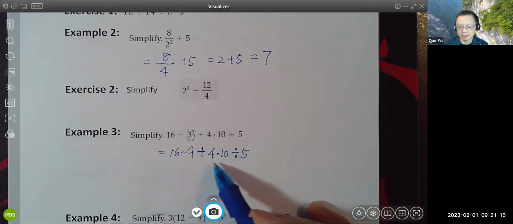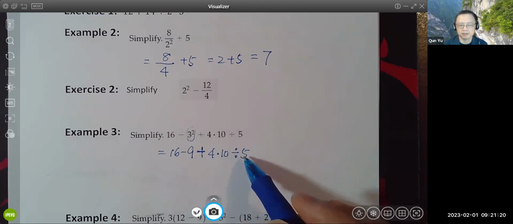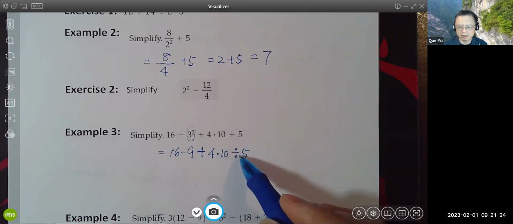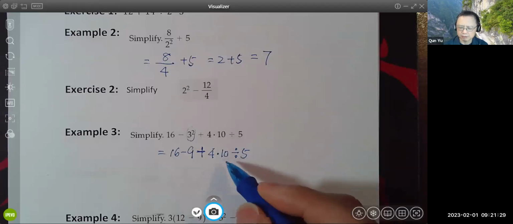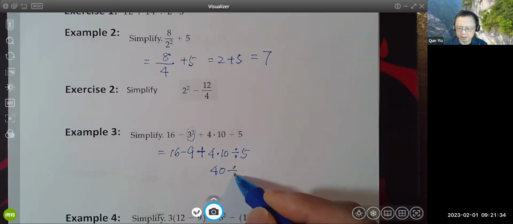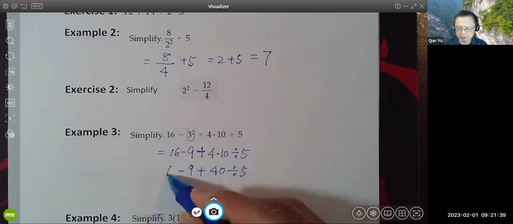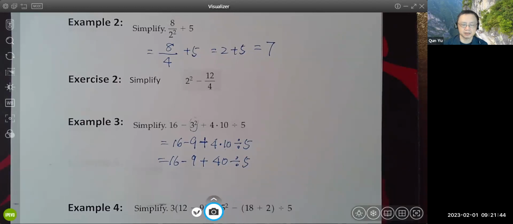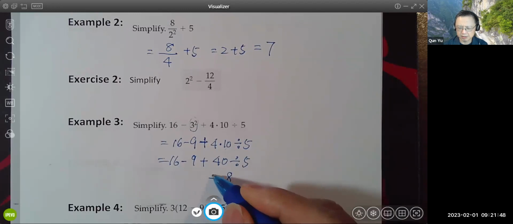Now take a look at it again. Among all of these operations, we want to do multiplication next, because between multiplication and division, there's no priority of one over the other. We just do it from left to right. So 4 times 10 is 40. And copy everything else again. Apparently, the next step is division. This division gives us 8. Again, copy everything else.